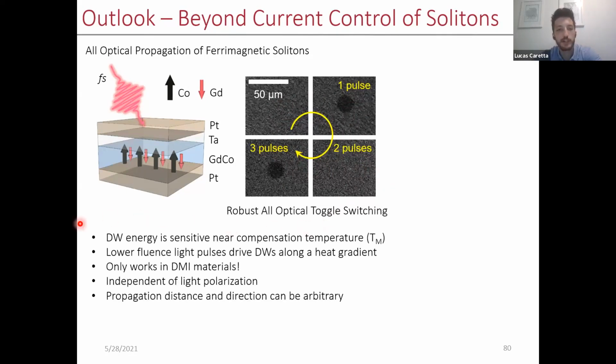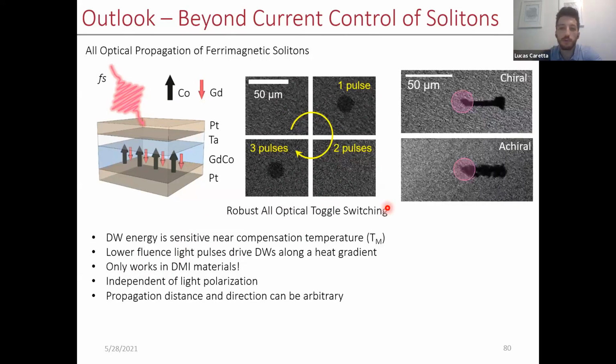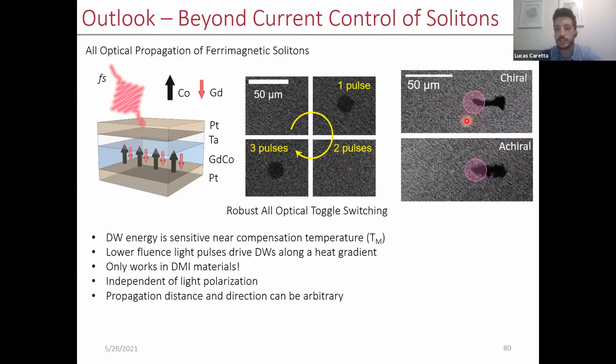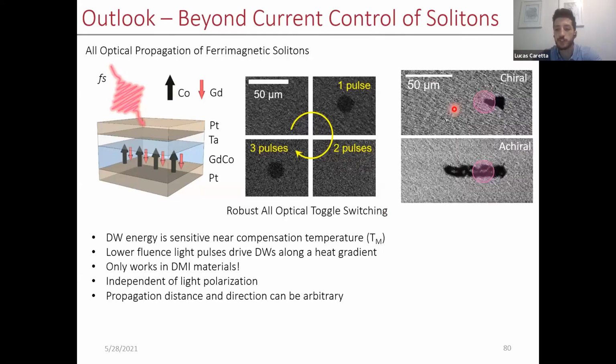But instead, what we're doing in this experiment I'm about to show you is taking advantage of what is often criticized about these rare earth transition metal ferrimagnets. We're taking advantage of their temperature sensitivity. In fact, very close to the compensation temperature, the domain wall energy is very sensitive because the magnetization is also very sensitive. So what we do is use very low light, lower energy than it takes to switch the material using light, to drive domain wall dynamics using heat. And what we find is that we can only do this in materials that have DMI and when they're close to compensation. So we can actually drive domain walls back and forth on these materials just using light alone.